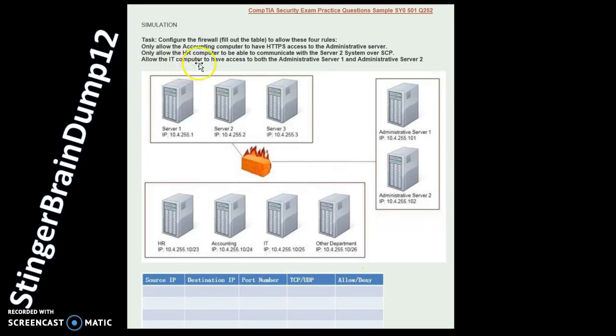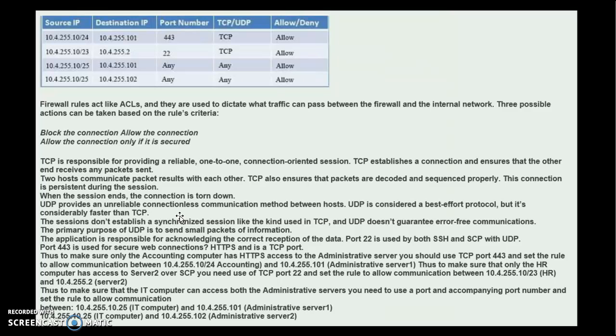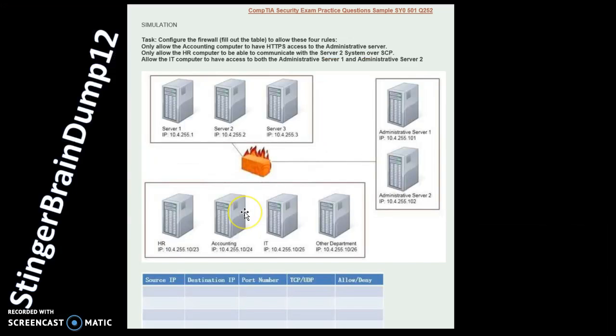The next one, only allow the HR computer, so we have the HR computer right here, to communicate with server 2 system over SCP, so we got server 2 right here. Now, since it's going to go through that, it's going to have to be, was that port 22? Alright, so it's going to go through port 22 for that. So using port 22 to communicate with it, and again, it's going to be a TCP allow.